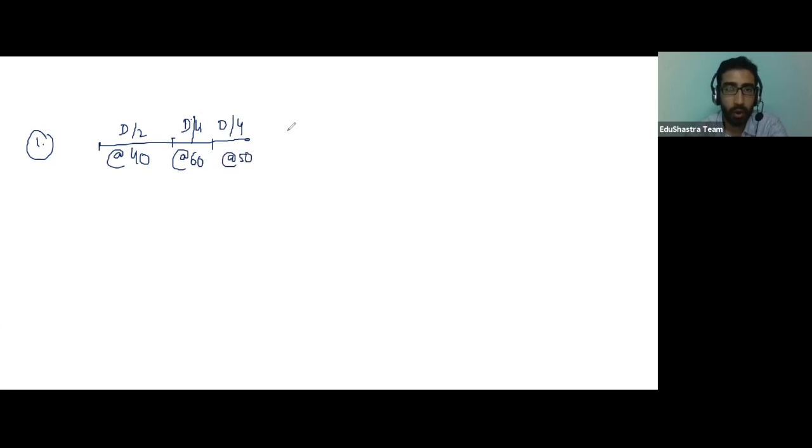You can use d or assume d is equal to some multiple of 40, 60, and 50. Since you are talking about d by 4 here, I think it makes sense to take 1200 kilometers. I'm taking d to be a multiple of 240 because this is d by 4 by 60 and d by 4 by 50. So LCM of 240 and 200. And I've taken d to be 1200 because this helped me simplify the question.